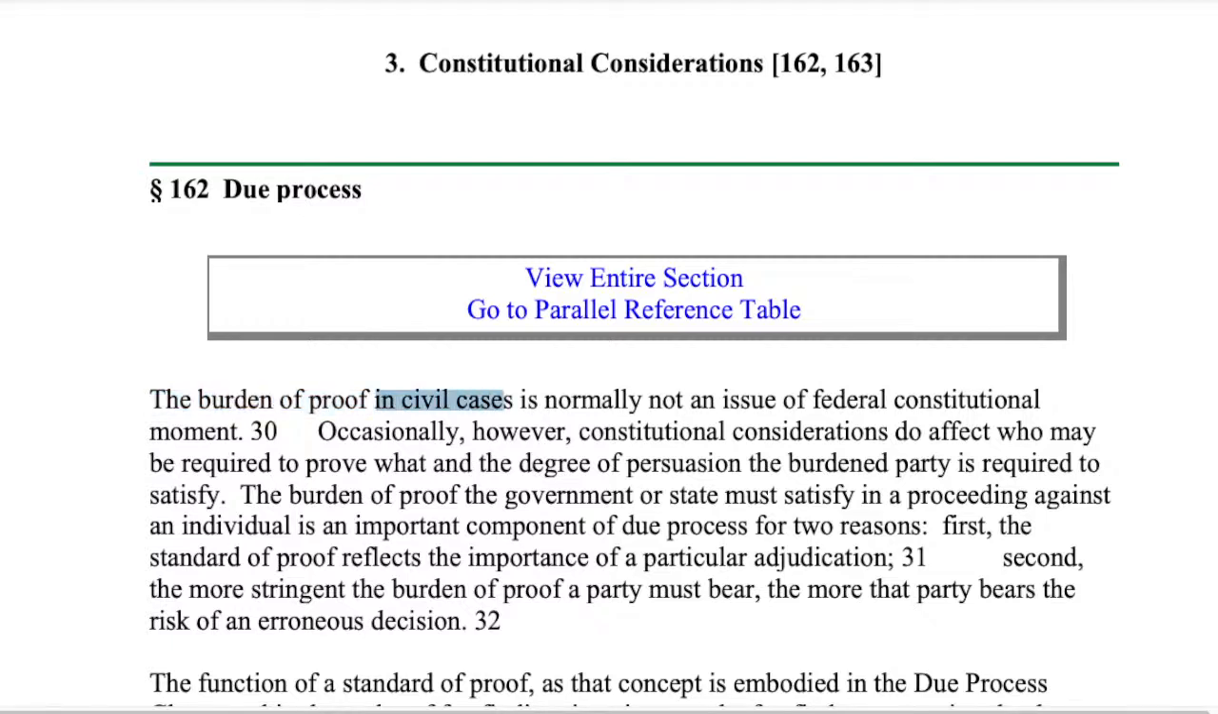The burden of proof in civil cases is normally not an issue of federal constitutional moment. Occasionally, however, constitutional considerations do affect who may be required to prove what and the degree of persuasion the burdened party is required to satisfy. The burden of proof the government or state must satisfy in a proceeding against an individual is an important component of due process for two reasons. First, the standard of proof reflects the importance of a particular adjudication. Second, the more stringent burden of proof a party must bear, the more that party bears the risk of an erroneous decision. Wow.